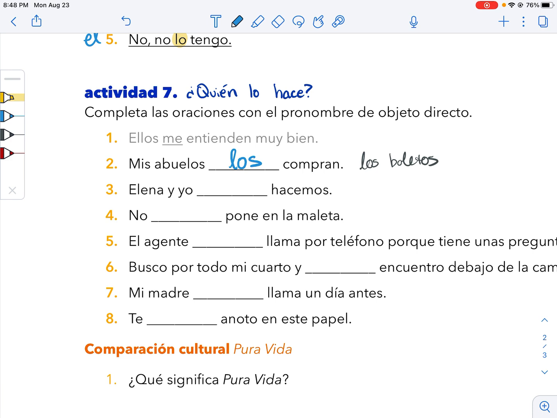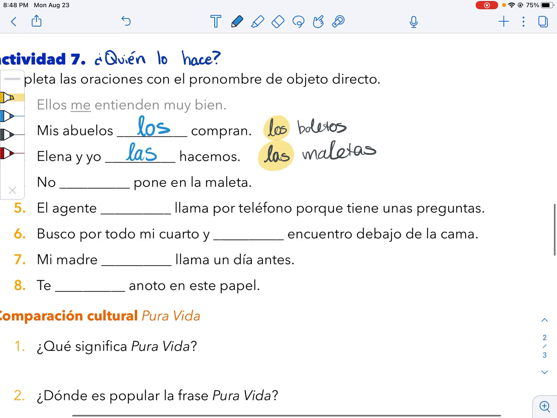Número 3. Hacemos las maletas para la familia. Elena y yo hacemos. What are we talking about? Hacemos las maletas. We are packing our bags. So just like los matches los, we want our direct object pronoun to match las. It's literally going to be the same thing. Las. Referring to las maletas. We make them. We pack them. We pack our bags.